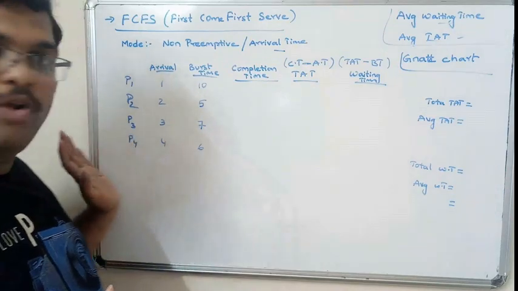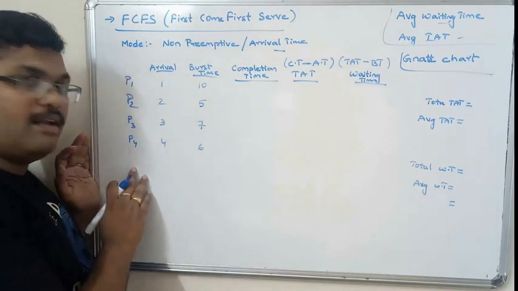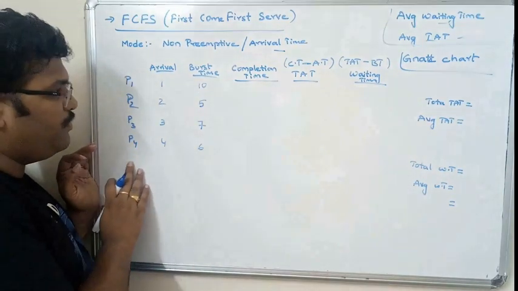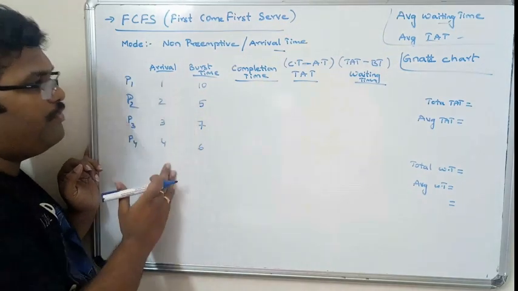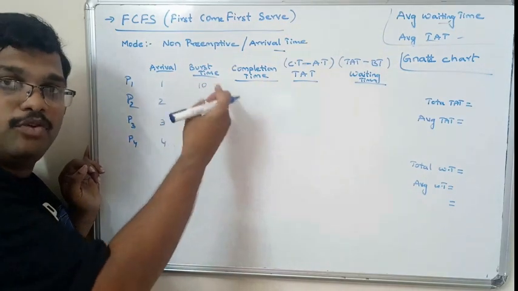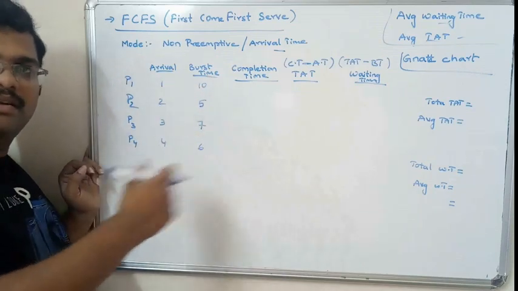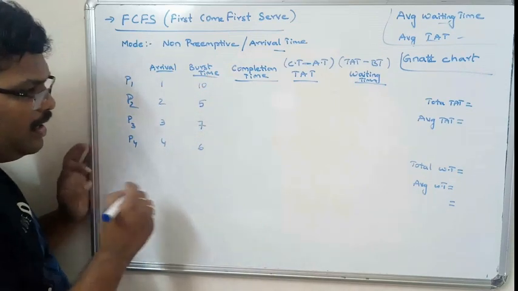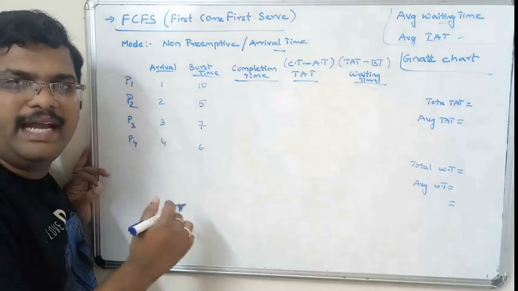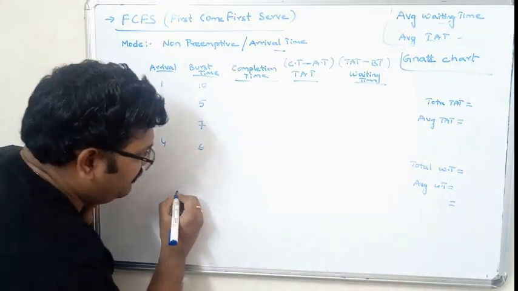Right. So let us take one more example. Here also there are 4 processes, P1, P2, P3, P4, with arrival times 1, 2, 3, 4, and the burst time, that is the time to be executed for each process, 10, 5, 7 and 6. Now let us see this example. Again we have to prepare the Gantt chart, right? The Gantt chart, the CPU allocation.